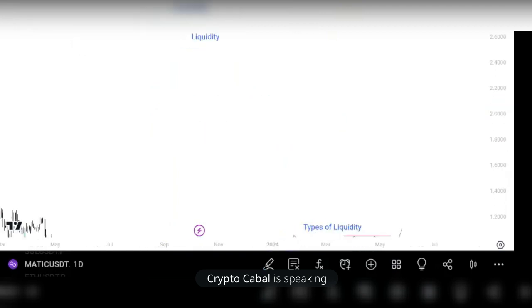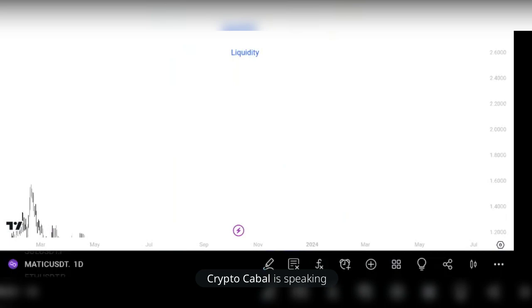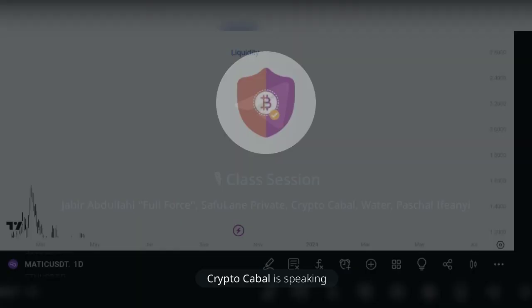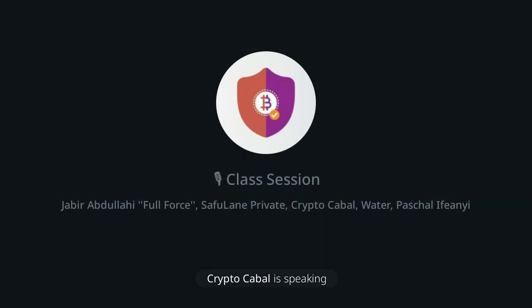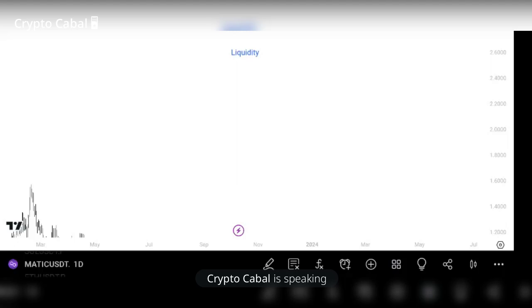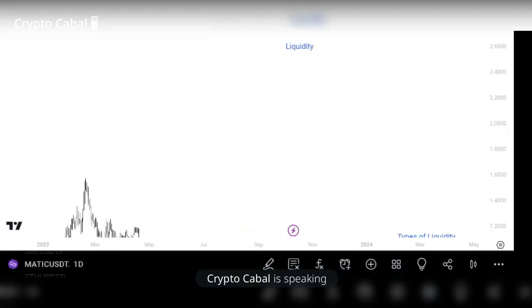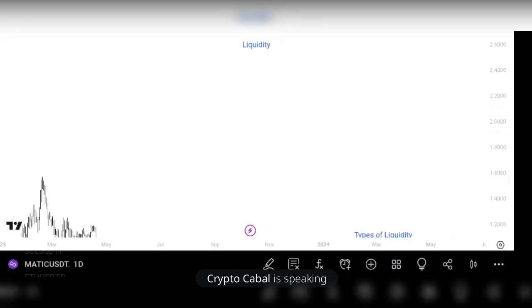And now under static liquidity, we have different types of liquidity. We have the likes of equal high liquidity, equal low liquidity, double top liquidity, and double bottom types of liquidity. Now remember, when we were talking about our chart patterns, we made mention of double top, double bottoms, and the likes of them.